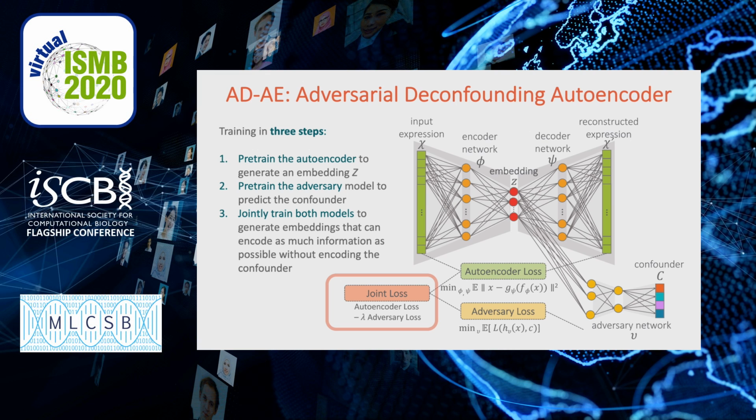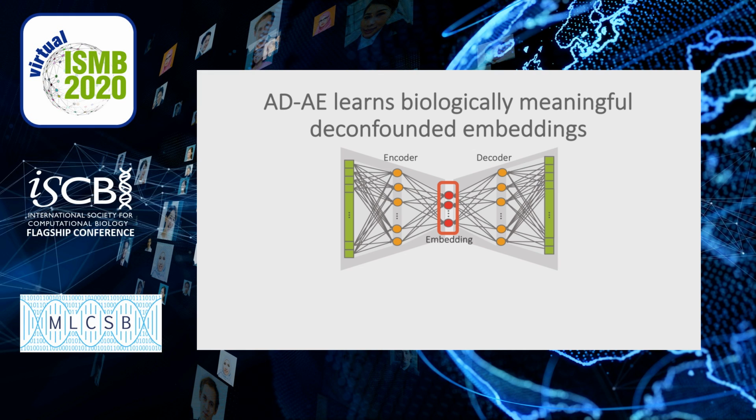By the way, as you can guess, this lambda variable determines the ratio of weight the model gives to reconstruction or deconfounding. So increasing this value would mean learning a more deconfounded embedding while sacrificing reconstruction loss. We aim to demonstrate the broad applicability of our model by employing it on different expression data sets and experimenting with different cases of confounders.